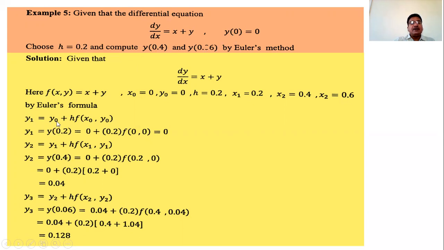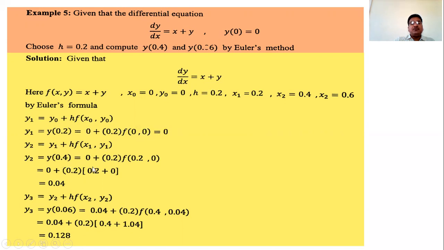Okay, so y1 is what? y0 plus h f(x0, y0), and then what is y1? y1, the value of y at 0.2, is equal to y0 which is 0, plus 0.2, the value of h, times f(x0, y0), which is f(0, 0). 0 plus 0 is 0. So this is 0 and this is 0. 0 plus 0 is 0. Then y2 is y1 plus h f(x1, y1).